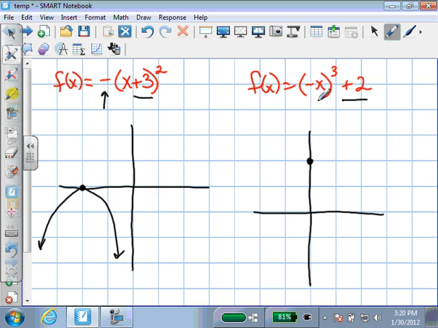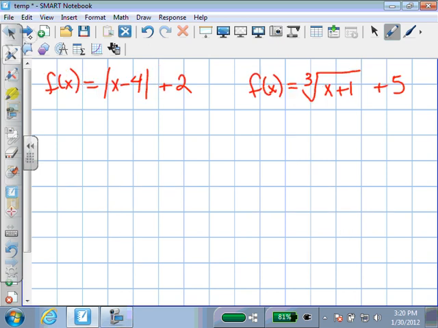Negative with x, which means it reflects left to right. It's the graph of x cubed, which normally would go down and up. So this up part is going to be over here on the left, and the down part is going to be over here on the right. Okay.